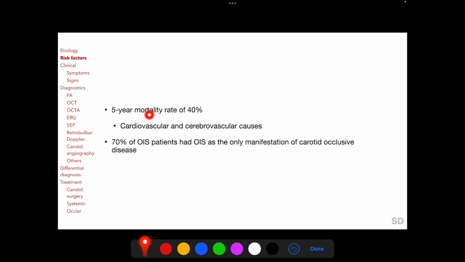The 5-year mortality rate among OIS patients is 40%, with the most common cause being a cardiovascular event and the second most common cause being a cerebrovascular event. And one study found that 70% of OIS patients had OIS as the only manifestation of carotid occlusive disease.